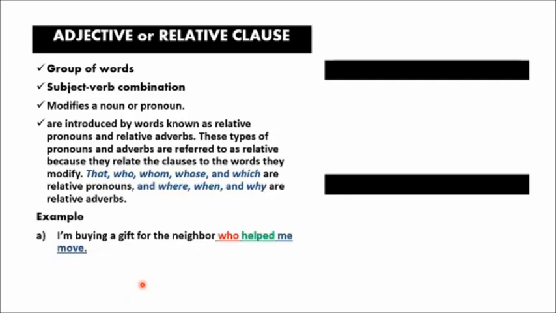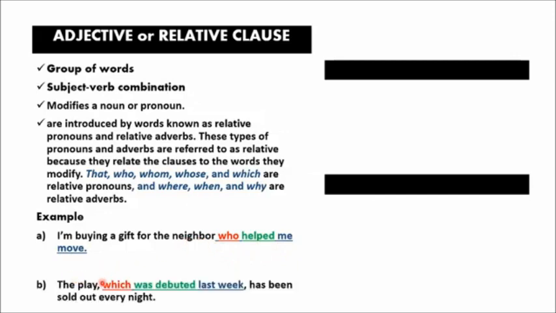Consider the examples here. I'm buying a gift for the neighbor who helped me move. Who helped me move is a relative clause. It contains the relative pronoun who, which also functions as the clause's subject, and the verb helped. The clause modifies neighbor.